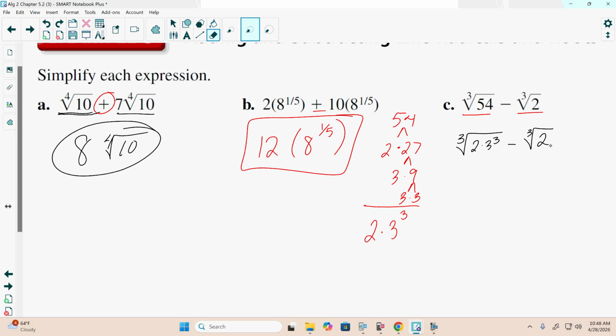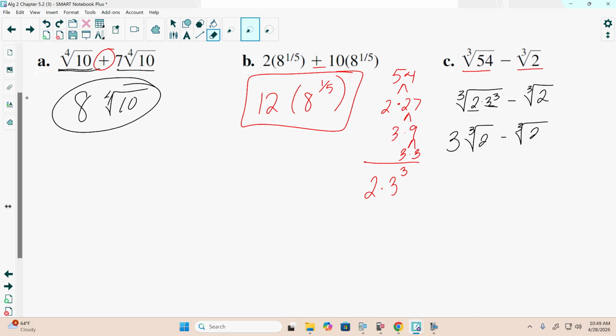At this point, we would need to simplify. Well, the cube root of 2, we don't have enough 2's, so it's going to stay the cube root of 2. However, I do have enough 3's to take the cube root of it, because I need at least 3 of a factor to be able to pull it out, telling us that we have 3 times the cube root of 2 minus the cube root of 2. Since now they both have the same radical, we can subtract them. So I have 3 of them, and I'm taking 1 away, so I should have how many? 2 cube roots of 2. And that's it.